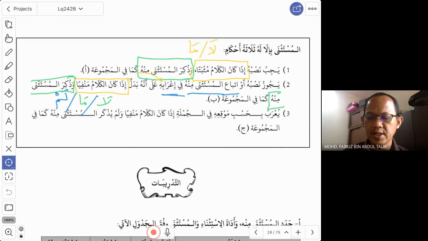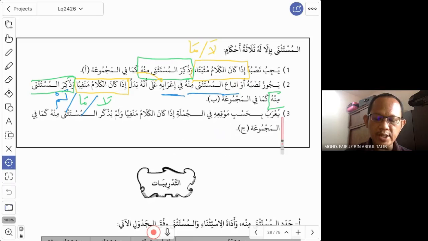So this is a grammar term, yu'rabu. Its i'rab depends. Hasb, depends. So it is depending on the mawqi', on its position. Mawqi' bermakna position or location. So it depends on the location of the words in the sentence, fil jumlah. Depends here means you look at the sentence. Is it a fa'il? Is it a maf'ul bih? Okay. So that is what it means.